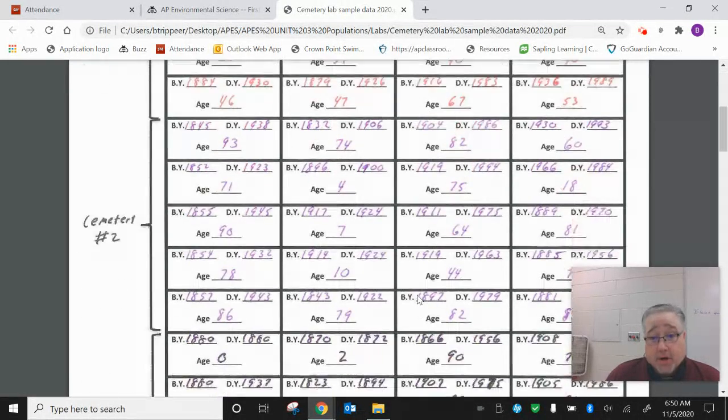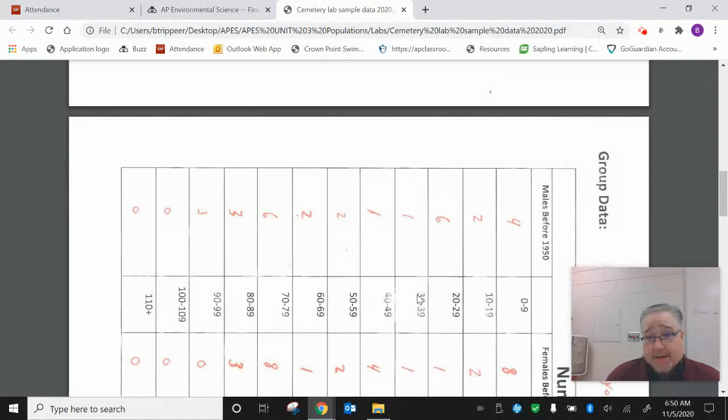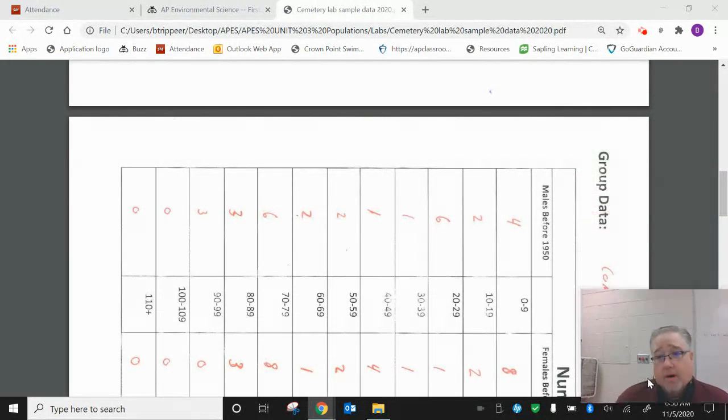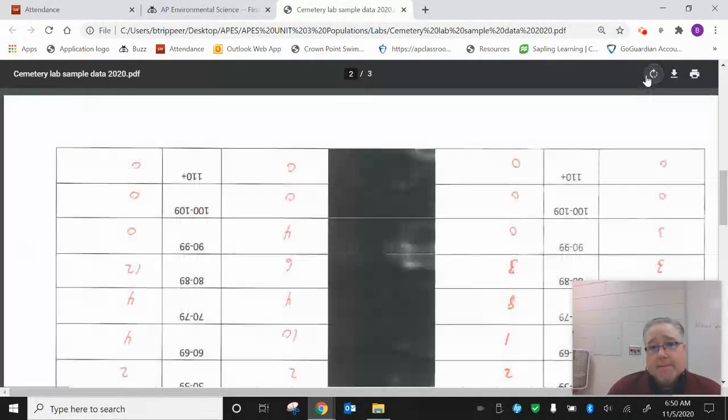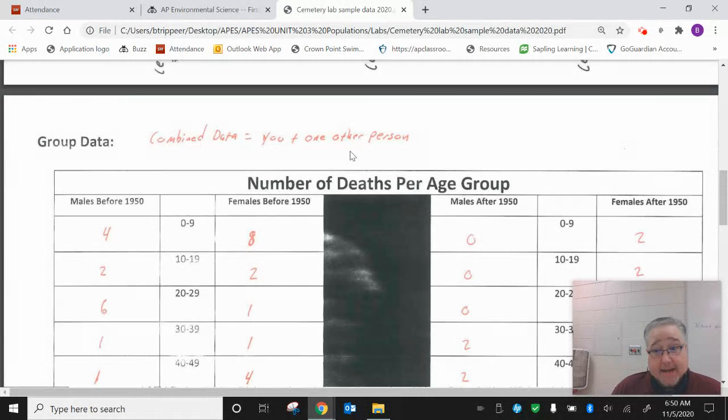So what you're going to do today, at least the first part of class, we have a 90-minute class today, is on this next page. I believe this is page 4 of your packet. This is the group data, the combined data. So all of the numbers on here are your individual data plus one other person's. For example, you would take your data and my data and combine them together.